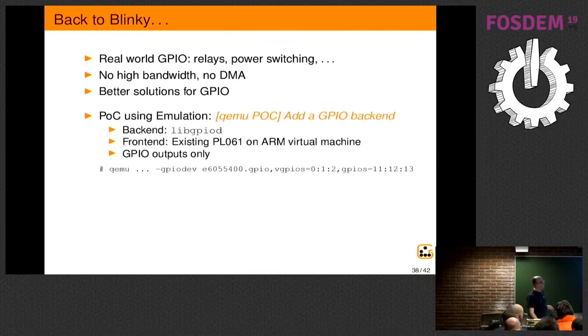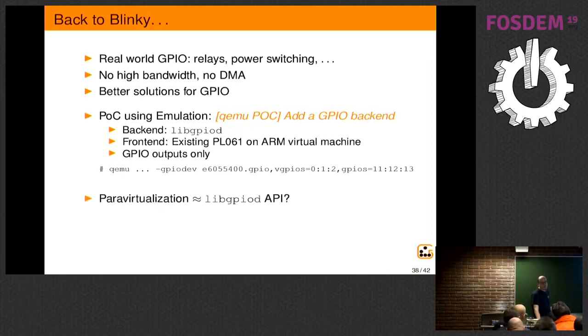I did a proof of concept using emulation, where I used the existing PL061 GPIO controller that's part of the standard QEMU ARM virtual machine. I wrote support so that it uses the libgpiod backend on Linux. So you could just tell it, for example, with the command line there, that you want to export GPIOs 11, 12, and 13 on the GPIO controller specified there to the virtual GPIOs 0, 1, 2 on the PL061 in the guest.